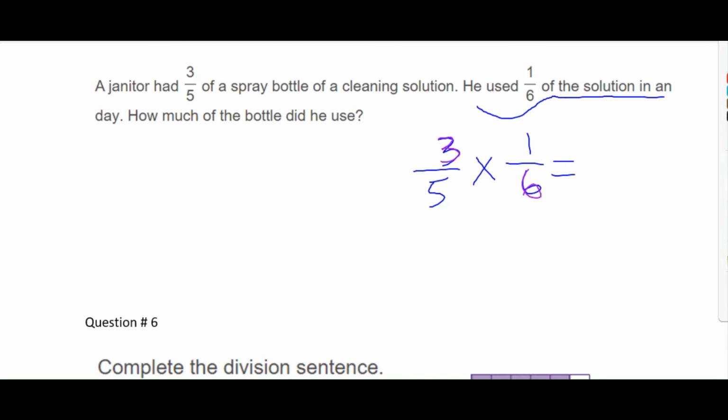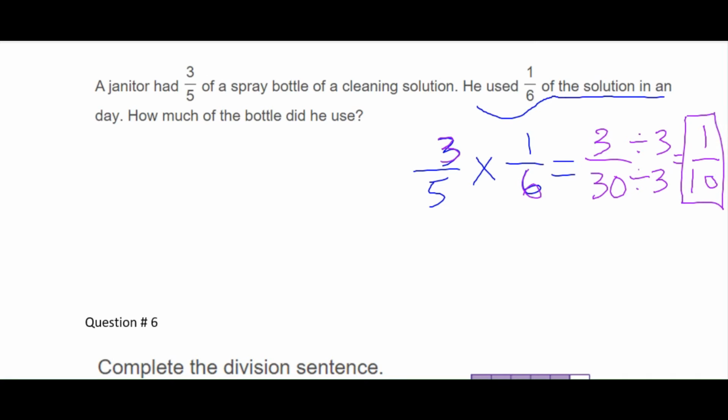But I'm going to multiply across. 3 times 1 for the numerator is 3. And this is already multiplication, so I'm leaving it as multiplication. 5 times 6 is 30. And these are both divisible by 3, my numerator and my denominator. So I'm going to divide the numerator and denominator by 3 to simplify it, to make an equivalent fraction to the original. 3 divided by 3 is 1 for the numerator, and 30 divided by 3 is 10 for the denominator. So this is the answer for this one.